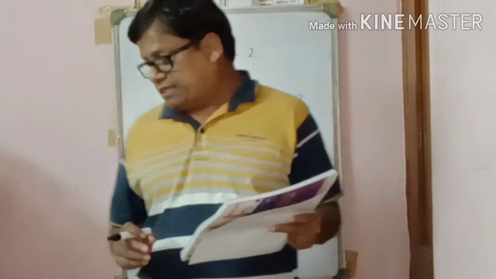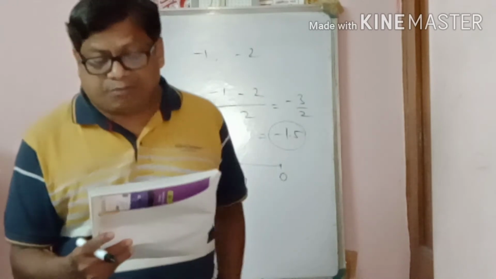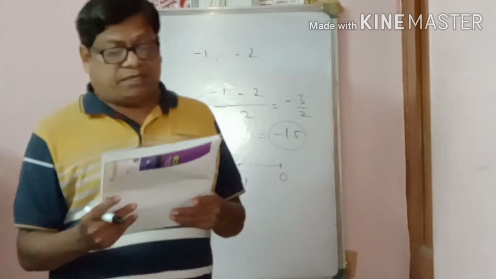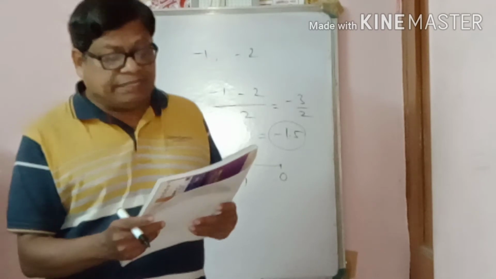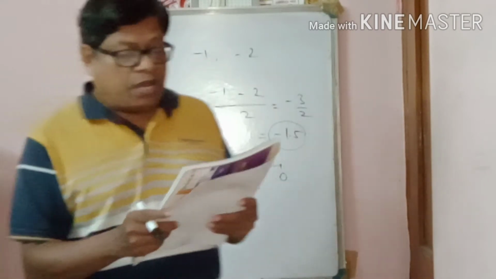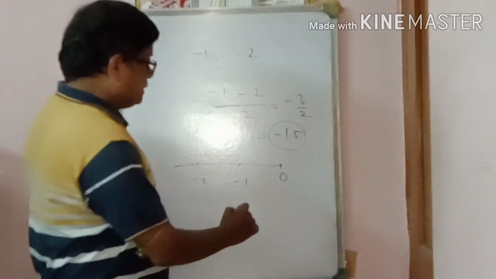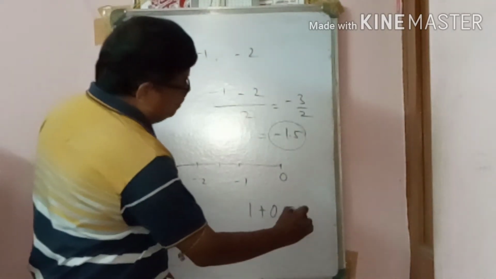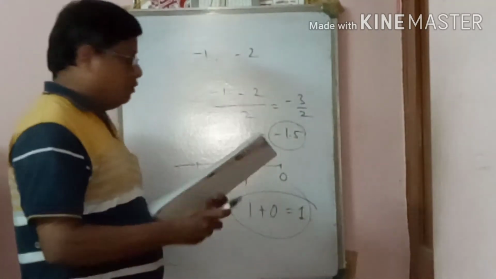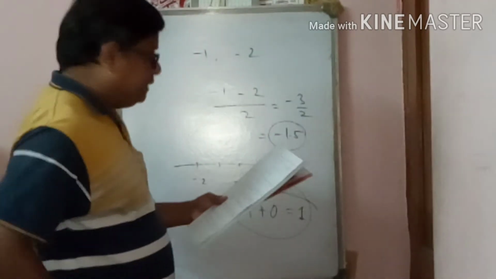Question number 2: the sum of the least whole number and the least natural number is dash. All of you know the least whole number is 0, and the least natural number is 1. Their sum is 1 plus 0 equal to 1. Now question number 3.